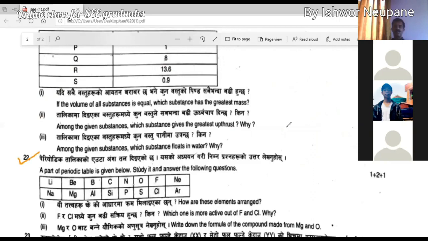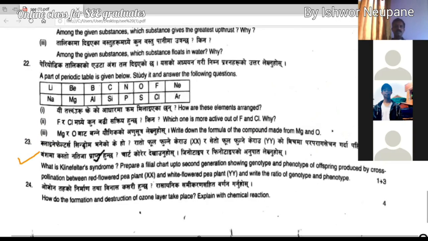What does question number 22 say? Here are some elements: lithium, beryllium, magnesium. How are these elements arranged? Based on atomic number. They are arranged according to increasing atomic number. Second, which one is more active out of F and Cl?